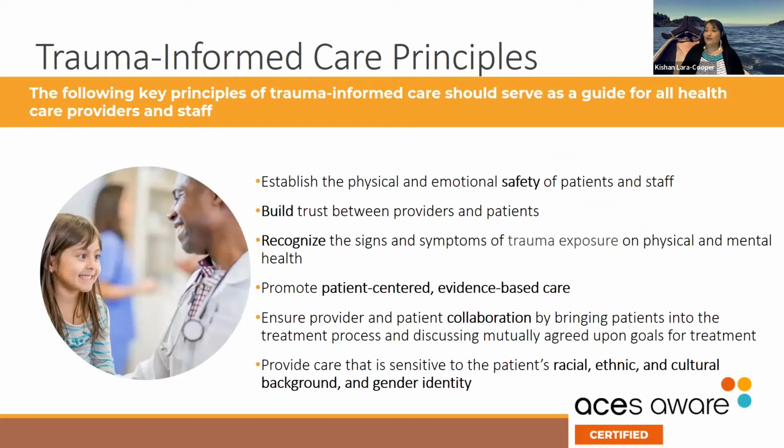And so when we talk about trauma-informed care principles, these are some of the things that we're talking about: establishing the physical and emotional safety of patients and staff, building trust between providers and patients, recognizing the signs and symptoms of trauma exposure on physical and mental health, promoting patient-centered, evidence-based care, ensuring provider and patient collaboration by bringing patients into the treatment process and discussing mutually agreed upon goals for treatment, and providing care that's sensitive to the patient's racial, ethnic, and cultural background and gender identity.